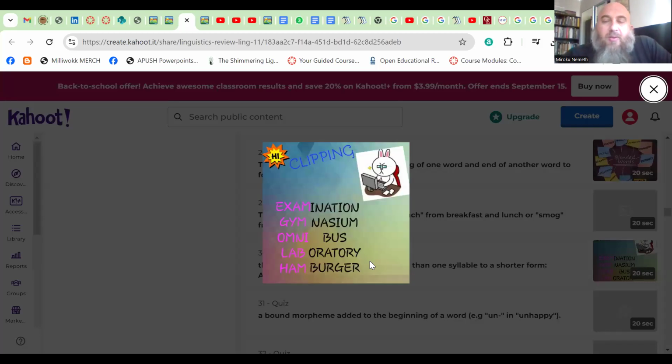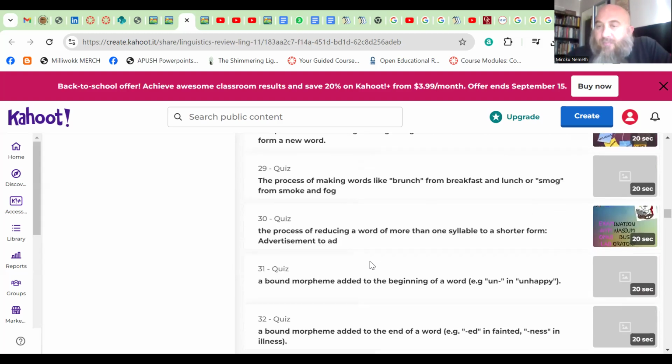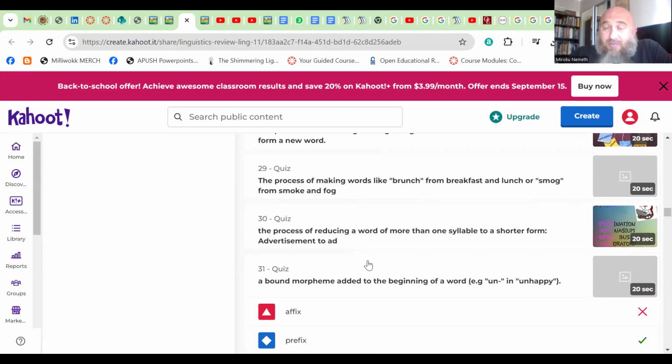Reducing, clipping. So instead of examination, you say exam. Gym instead of gymnasium. Instead of omnibus, you say bus. Instead of laboratory, you say lab. Instead of hamburger, you say burger.